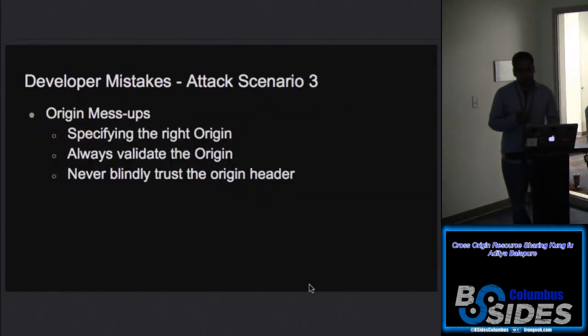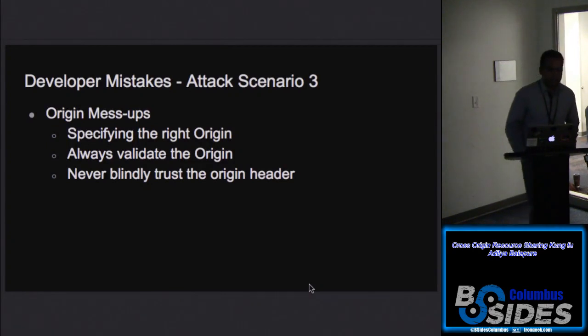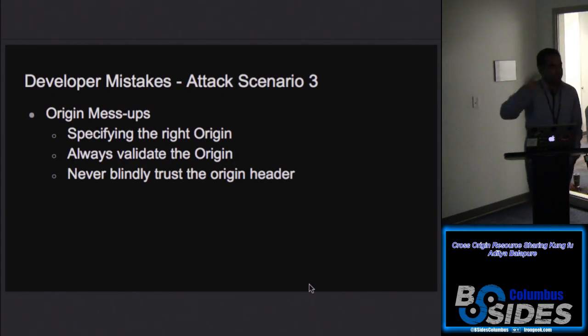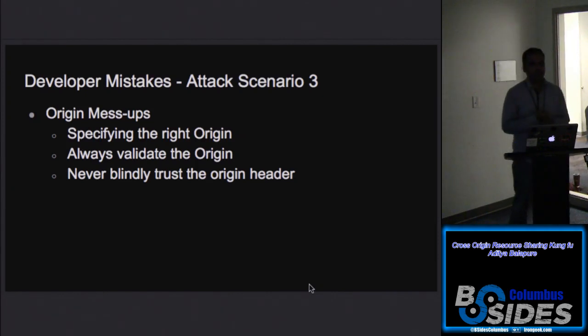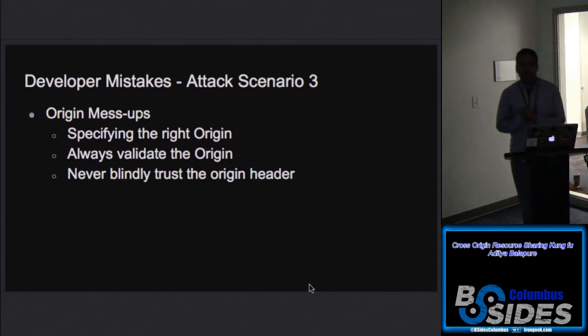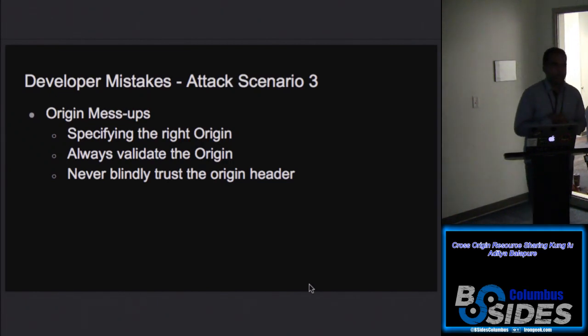The third mistake which I usually come across is origin mess-ups. As we saw, people blatantly allow the star origin to respond back from the cross-origin server. They don't really validate the origin. They don't manage a whitelist of which specific origins are allowed to make requests, and hence they end up responding back to any domain.